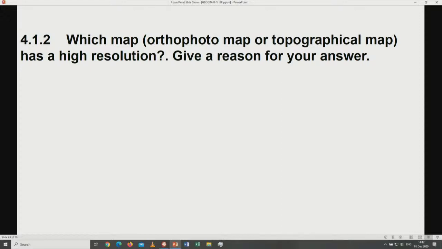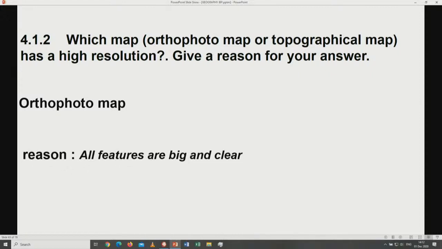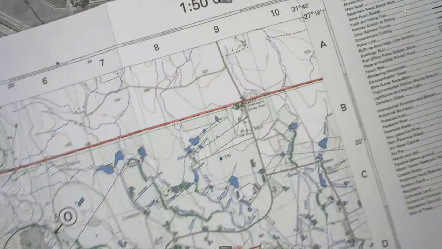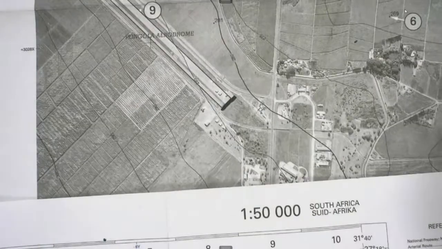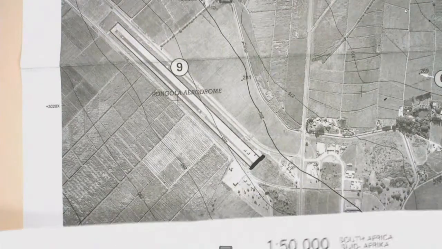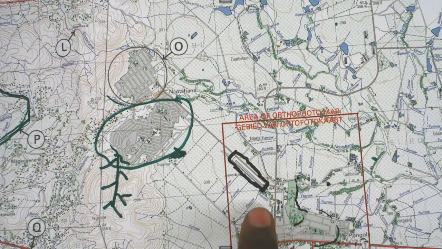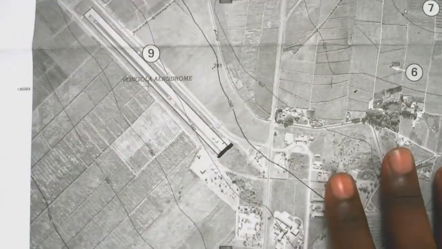Which map, orthophoto or topographical map, has a higher resolution? Give a reason for your answer. Okay, the orthophoto map has a higher resolution because all features are big and clear, as I was showing you here. I'm not going to show you again, but you must be aware of what I'm talking about, grade 12, because these things are very important. Look at the arrow drawn on the orthophoto map. Very big and clear. You can see that this is an arrow drawn. Look at the arrow drawn from the topographical map. I've already made a mark on it. You can see it's so small here. It's very small. So that is why this one has a higher resolution, grade 12.